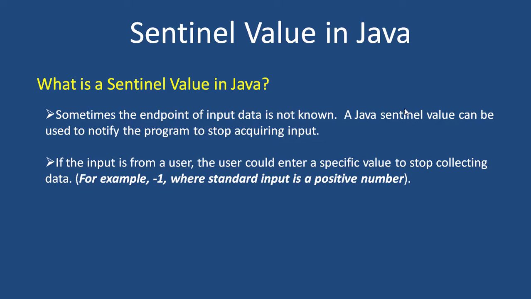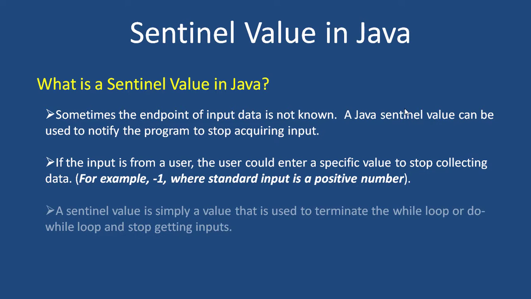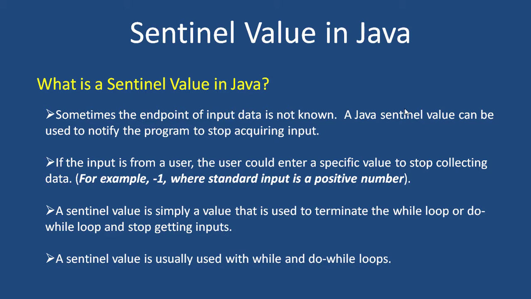So a Sentinel value can be any specific value that is used to stop collecting data. For example, -1 can be given as an input where the standard input is a positive number. A Sentinel value is used to terminate the while loop or do while loop and stop getting inputs. And a Sentinel value is used with while and do while loops.